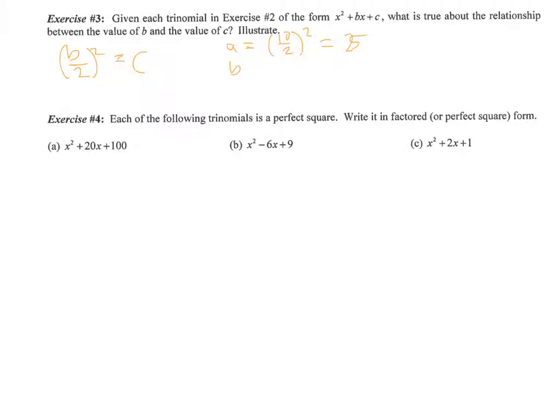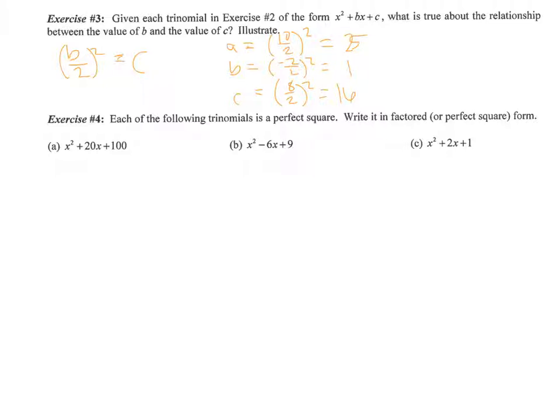Looking at B. Our b in that one was negative 2. We divide that by 2 and square it. Well, negative 2 divided by 2 is negative 1. Negative 1 squared is 1. Yeah, that was our c. And our last one, our b was 8. So 8 divided by 2 is 4. 4 squared is 16, which does give us our c.